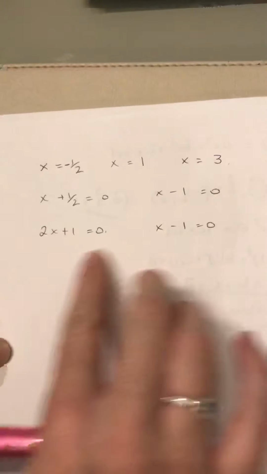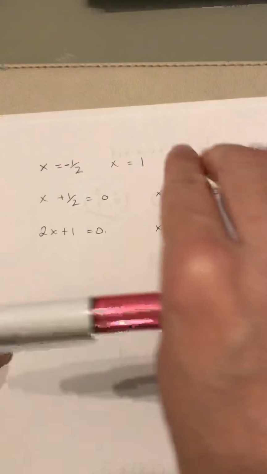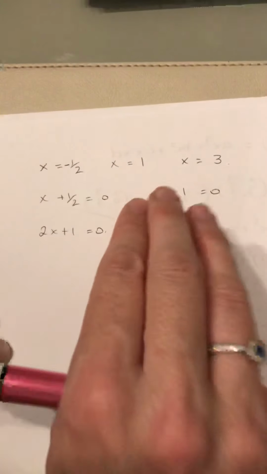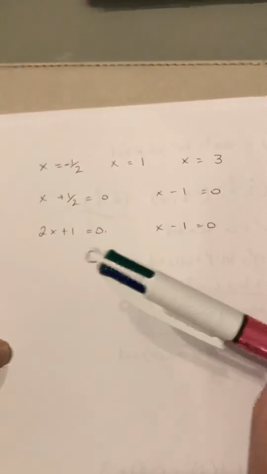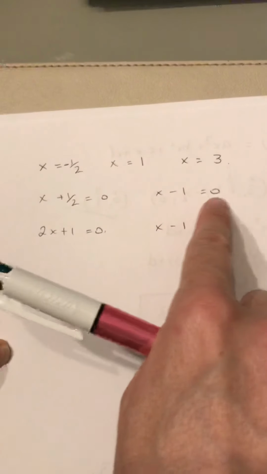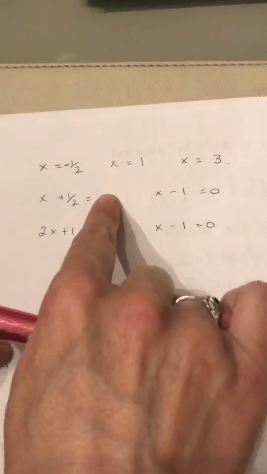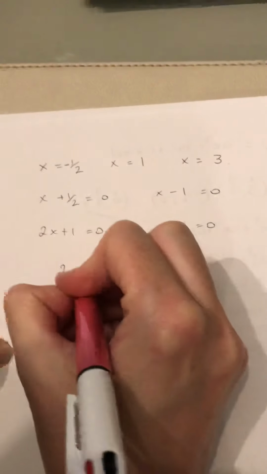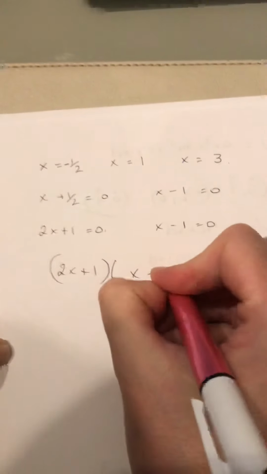I'm working backwards. If I have a root, I have a factor. I got the root from the factor by using the zero rule, so that's why I have the 0. I'm working backwards as though it was a quadratic or a cubic or whatever, and I'm going to get my cubic here.